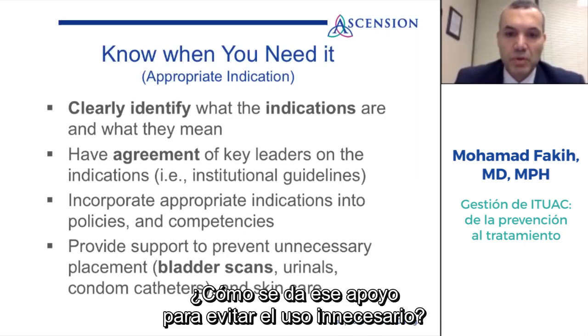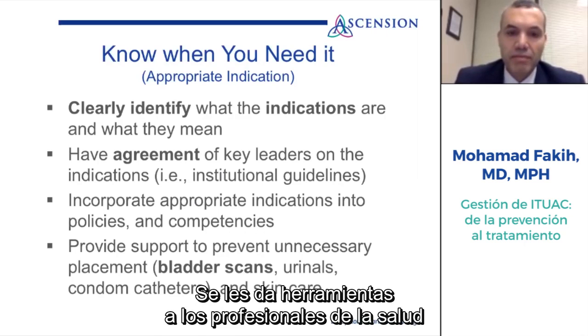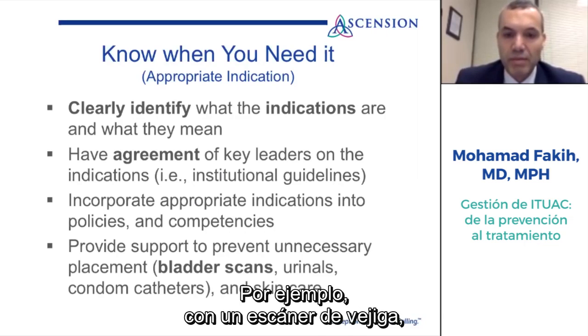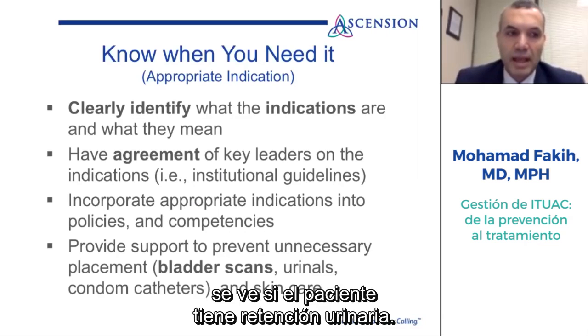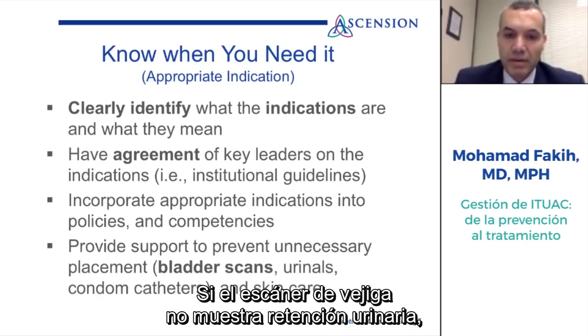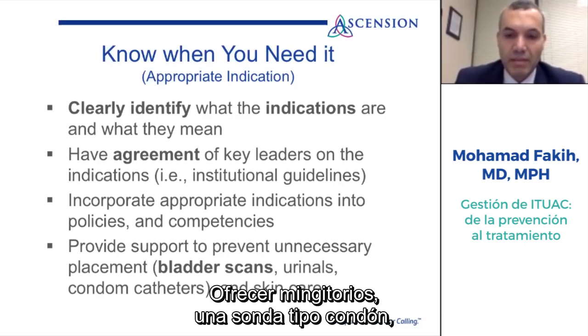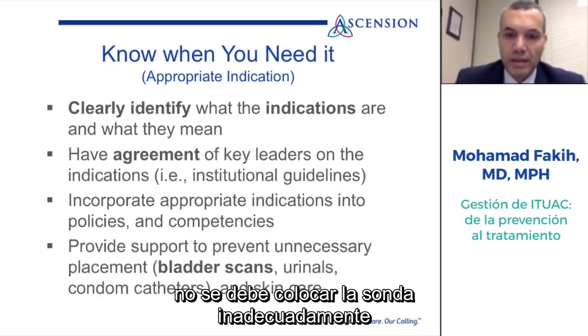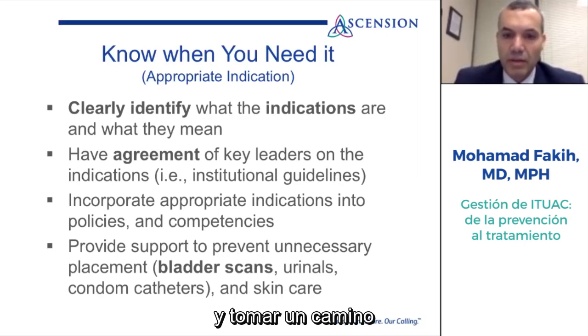And how do you provide that support to prevent unnecessary placement? You give the healthcare workers tools to reduce the risk of placing the catheter inappropriately. For example, if you have a bladder scanner, then you can tell if the patient has urinary retention or not. And if the bladder scanner does not show any urinary retention, then you don't need to put the catheter in. Giving patients urinals, condom catheters, providing skin care. So if there's a potential worry that the skin is getting injured because of incontinence, people would not inappropriately place the catheter and go through a route that can harm the patient rather than help.